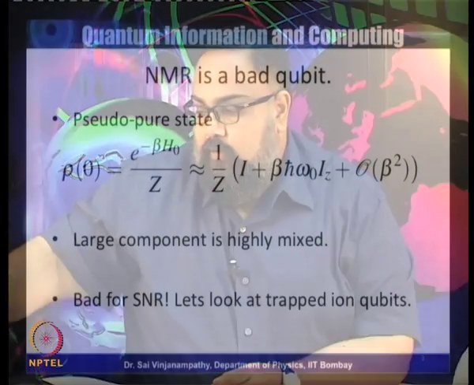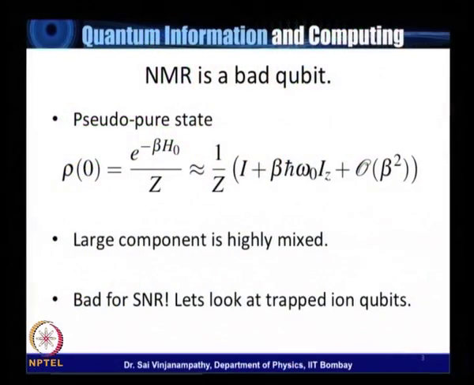Today, let's see why there are problems with the NMR qubit, why it's unsuitable for quantum computing, and let's then move on to an alternative, which is trapped ions. So let's see why NMR is a bad qubit.